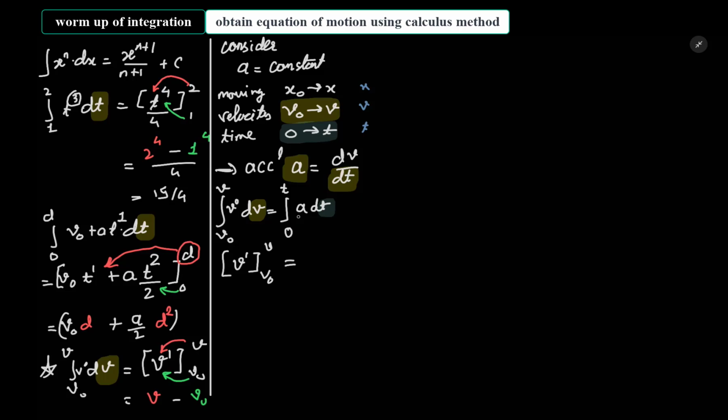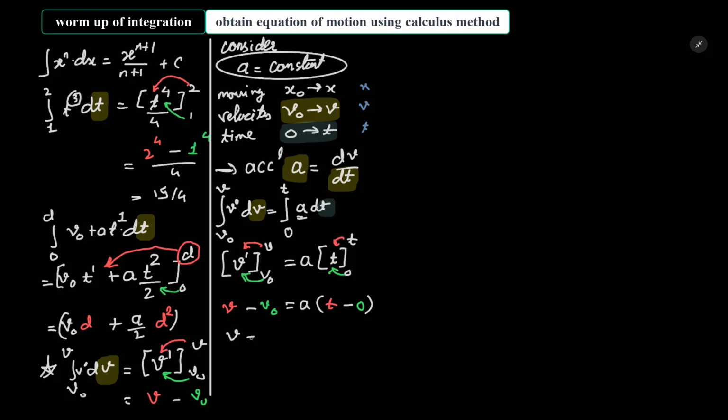And on the right hand side, we don't have to worry about a, because a is a constant term. So a is outside, and the integration of dt will be t. Limit is from 0 to t. Now let's substitute the upper limit. We will get v minus, from the lower limit, v0. Similarly, on the right hand side, from the upper limit we will get t minus the lower limit, which is 0. So here we get v equal to v0 plus at as our first equation of motion.